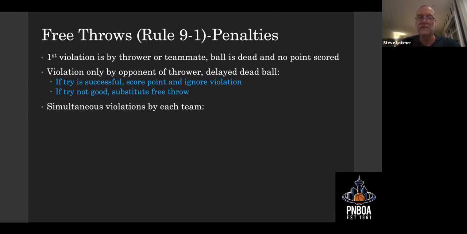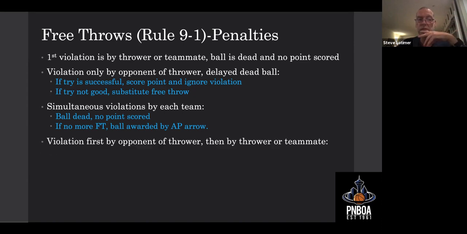Okay, simultaneous violations by each team. For the offensive team and the defensive team, one goes in and violates basically at the same time. Again, the ball becomes dead and no points are scored. If it was the first of two free throws, you just shoot the second one. The first one is over. If there's no more free throws, the ball's awarded by the arrow because there was basically no possession at that point in time. So whoever is entitled to the arrow gets the ball out of bounds. So, simultaneous violations.